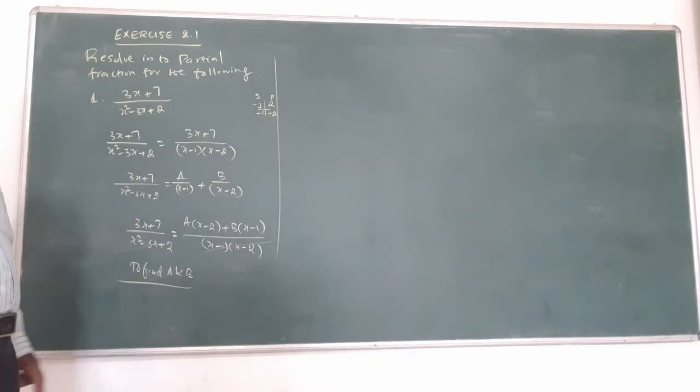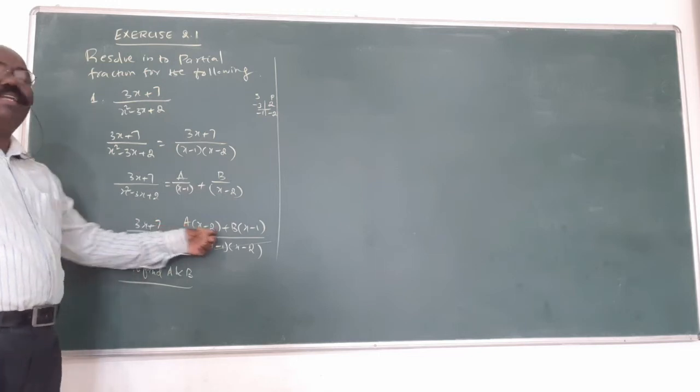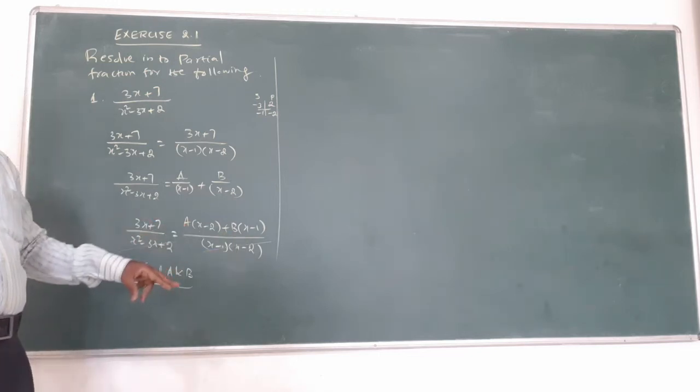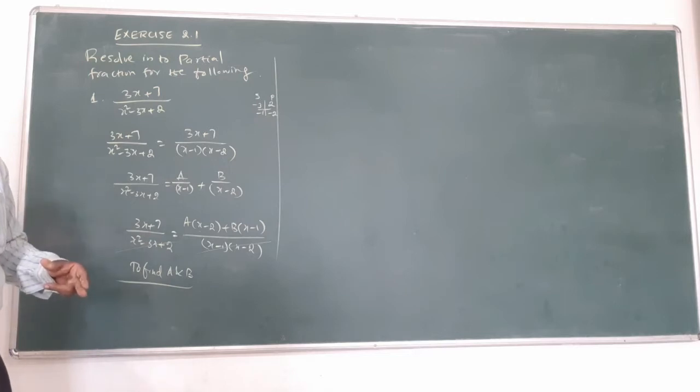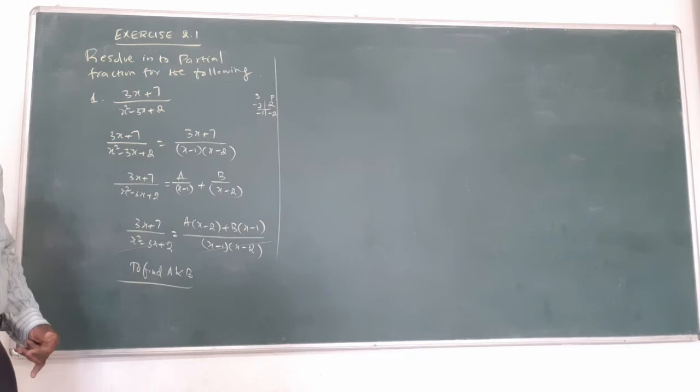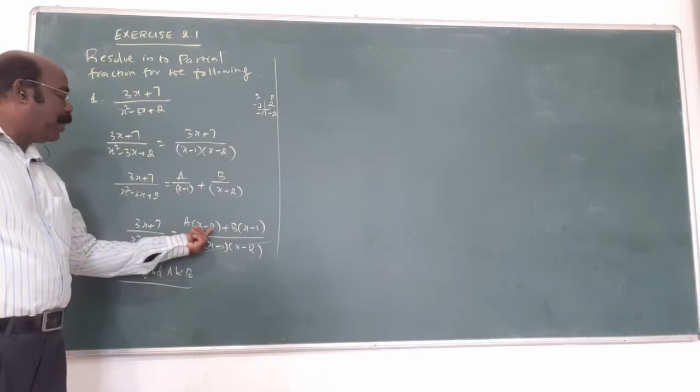We have two methods. One method is to equate the x term and the constant term. We get two equations, solve the two equations, and we get the values of A and B. That is one method. But the easy method is this: what is inside the bracket?